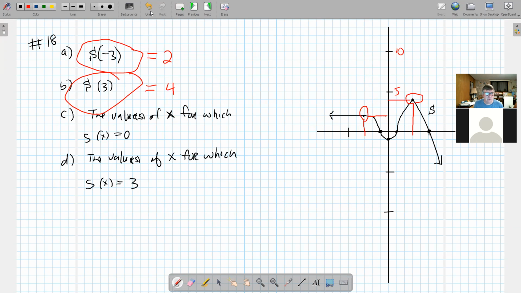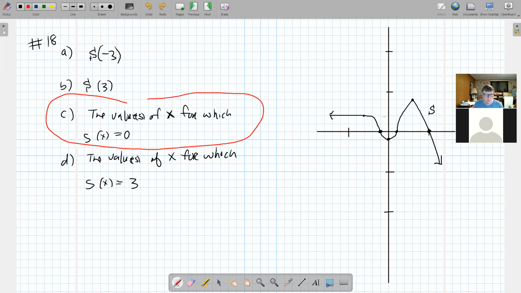Okay, all right. Now, I'm going to clean this up, so I'm going to undo a bunch of this stuff to go back. Okay. So now let's take a look at this problem. I just wanted to have a clean looking graph there. The values of x for which s of x equals 0. So s of x is another name for y. So where on this graph does y equal 0? For what values of x does y equal 0?